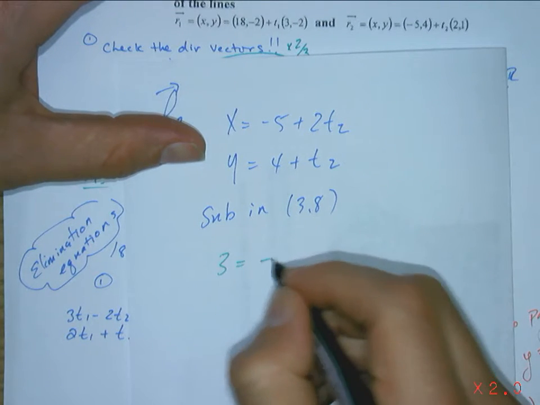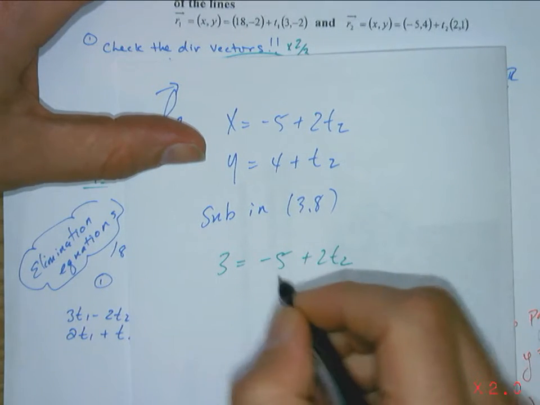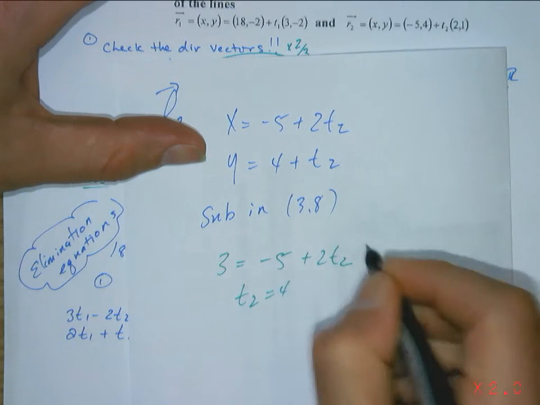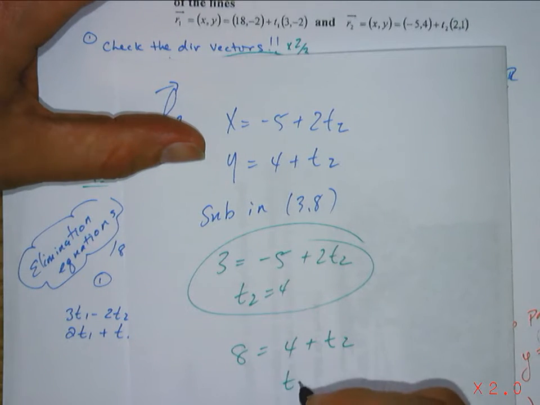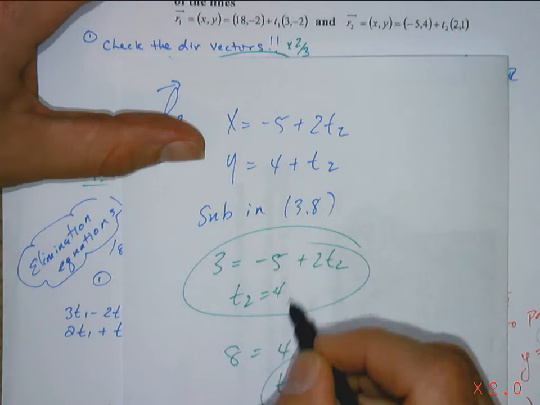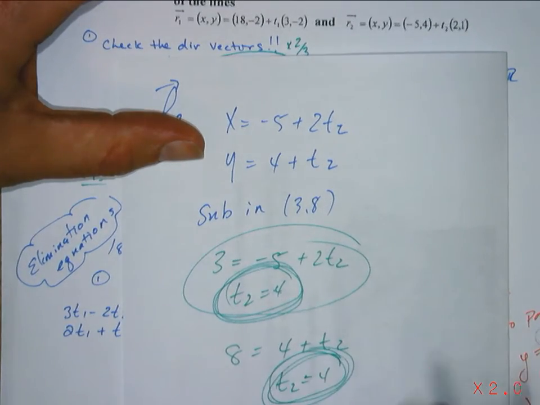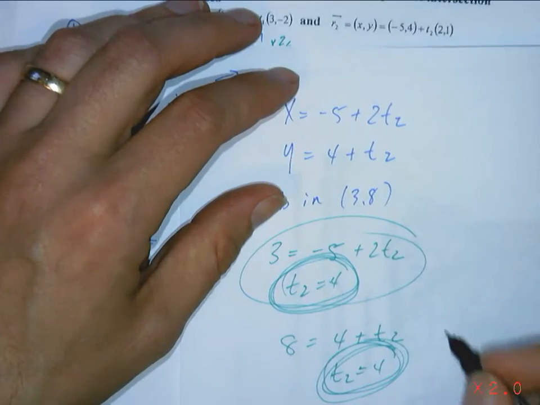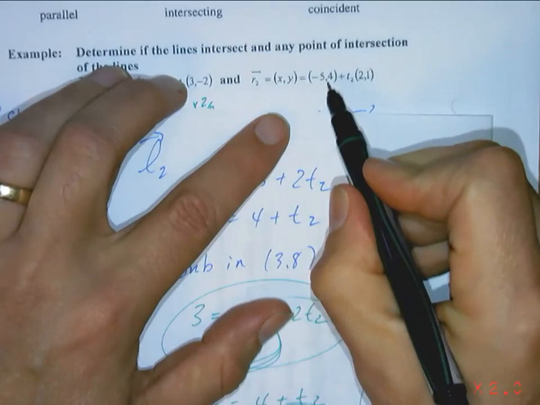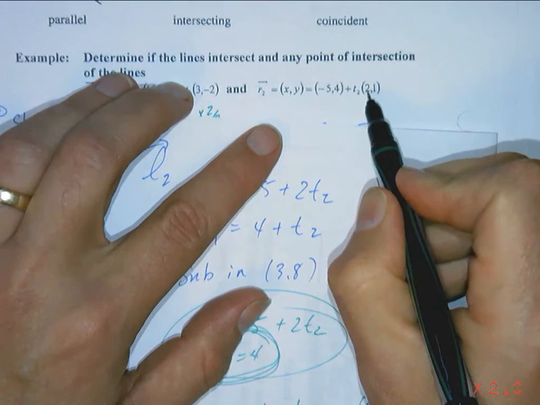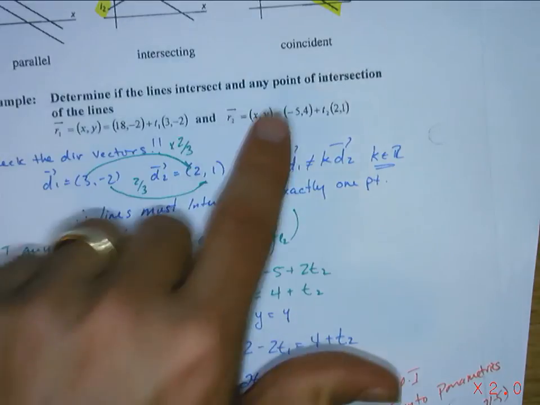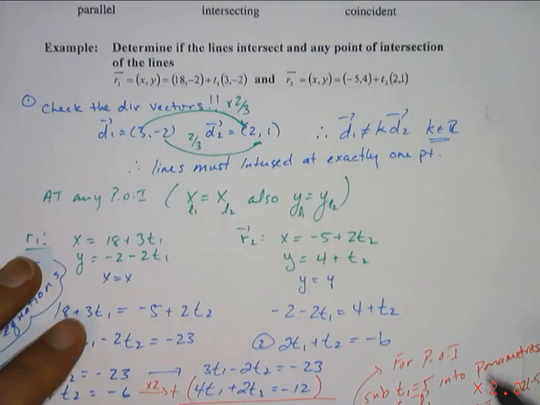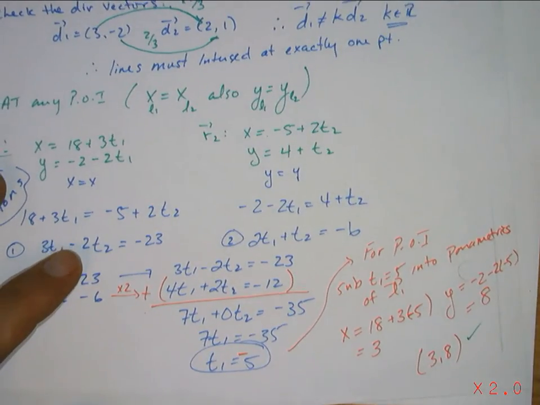So you're going to get 3 equals negative 5 plus 2t2. So 2t2 is going to equal 8, so t2 equals 4. And if I sub in 8 for y, I get t2 equals 4. Because the t2 is 4 and the t2 is 4, that means that I can get to the point 3, 8 starting at negative 5, 4 if I utilize 4 direction vectors. So 4 direction vectors will get me to the new point 3, 8, which means that it does lie on this line, and therefore it is the point of intersection between the two lines. There you go. Example 1 done.